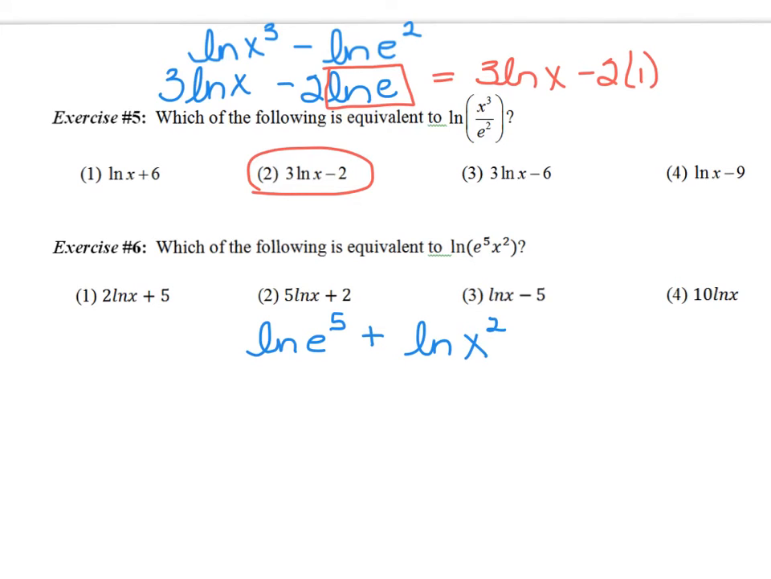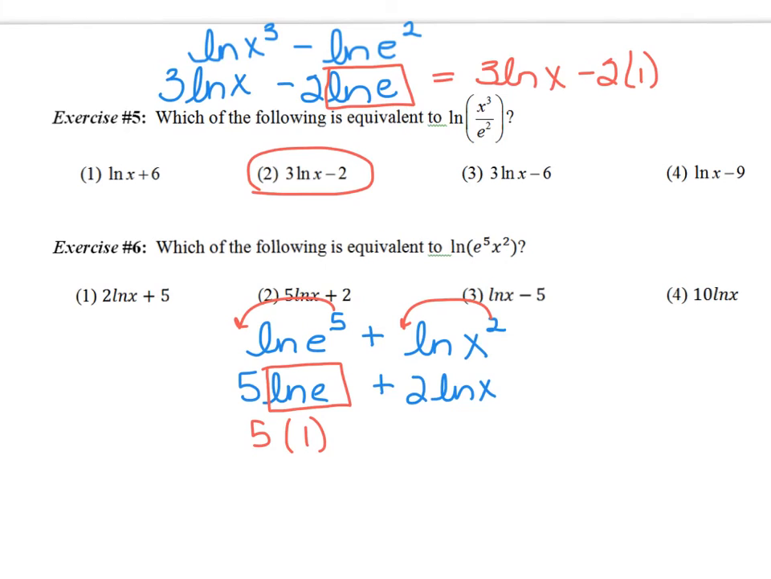Again, I'm going to see that I have exponents, so exponents become coefficients in front of the logs. So I now have 5 ln of e plus 2 ln of x. But once again, we see that special value of natural log of e, and we know that that has a value of 1. So we now have 5 times 1 plus 2 times the natural log of x, and that gives us our final answer of 5 plus 2 ln of x.